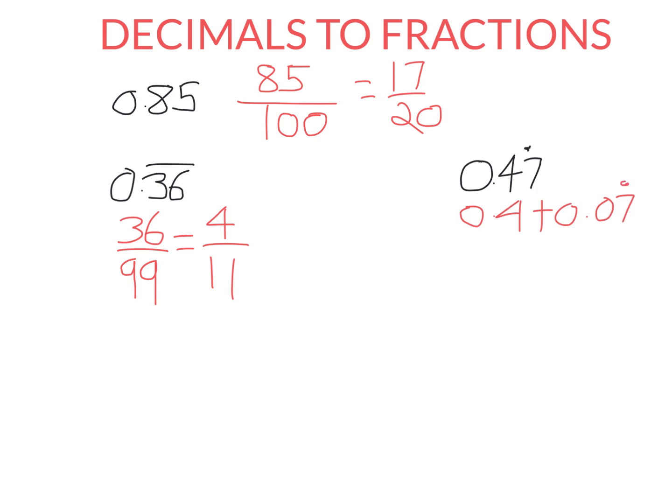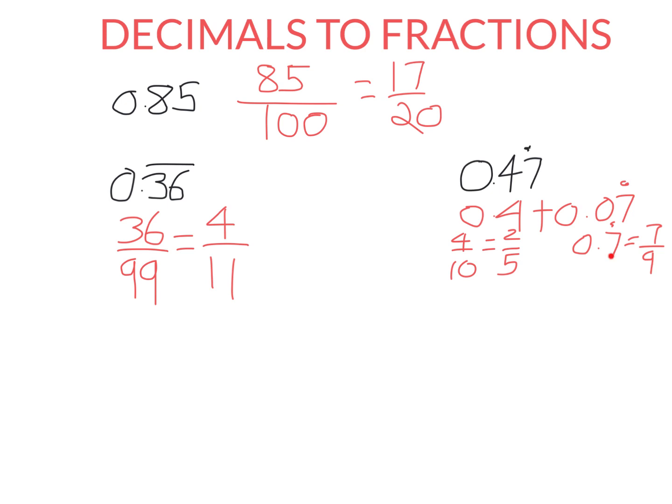0.07 recurring. So 0.4, we can convert to a fraction using the method up there. 0.4 is just 4 tenths, and we can simplify that to 2 fifths. Now what about 0.07 recurring? Well, 0.7 recurring, we would just write as 7 over 9. The denominator is 9 because there is one number in the reptend, one number that is recurring infinitely many times.